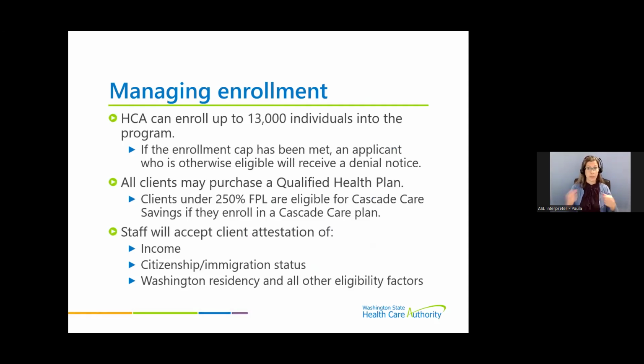So managing enrollment, HCA can enroll up to 13,000 individuals into the program. If the enrollment cap has been met, an applicant who is otherwise eligible will receive a denial notice. All clients may purchase a qualified health plan. Clients under 250% of the federal poverty level are eligible for Cascade Care savings if they enroll in a Cascade Care plan. Staff will accept client attestations of their income, citizenship and immigration status, Washington residency, and all other eligibility factors.